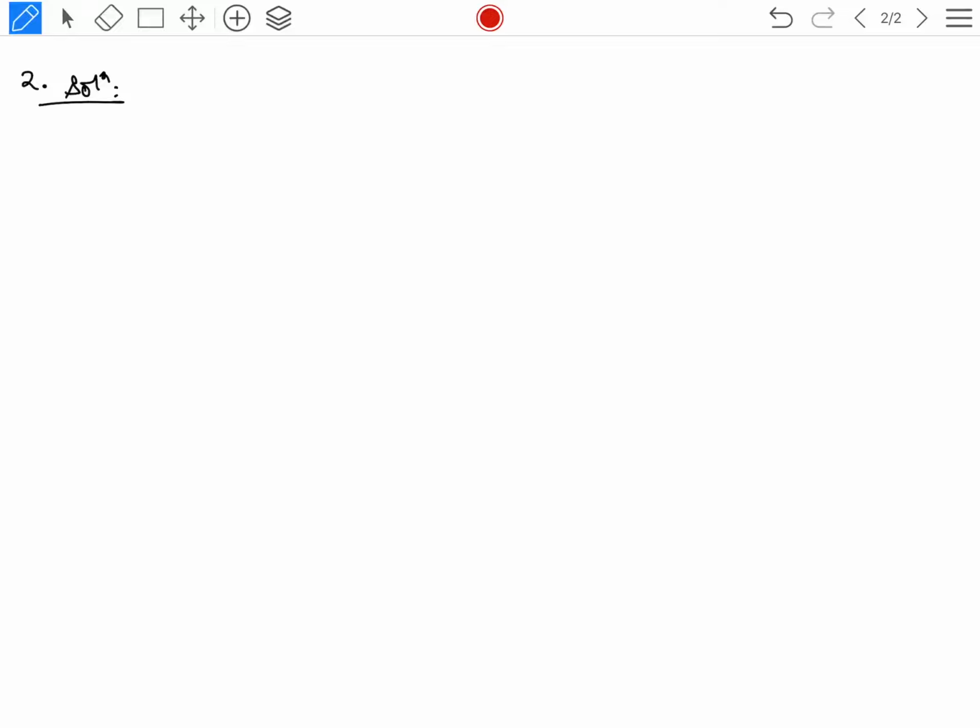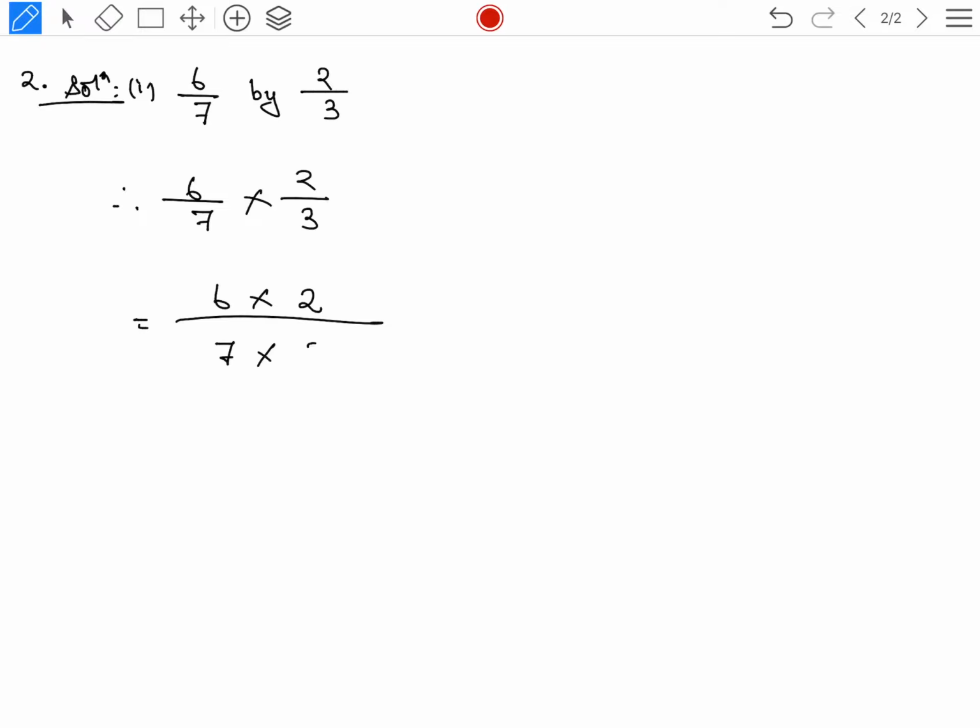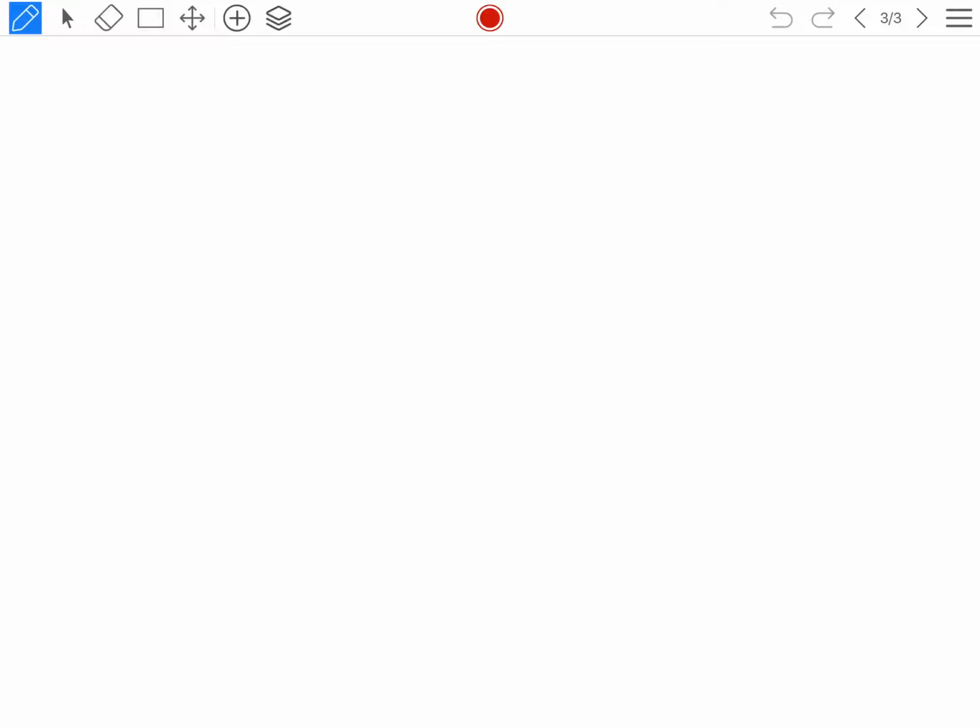Then number 2 we will solve. Multiplications are given. Okay, first one, it is given multiply 6 by 7 by 2 by 3. It means 6 by 7 into 2 by 3. Yes or no? Now see, multiply numerator into numerator, that is 6 into 2, and denominator into denominator. Next, 6 is divisible by 3 because 3 2s are 6. Yes or no? So 2 2s are 4 by 7. So this is our answer. So answer will be 4 by 7. Okay.